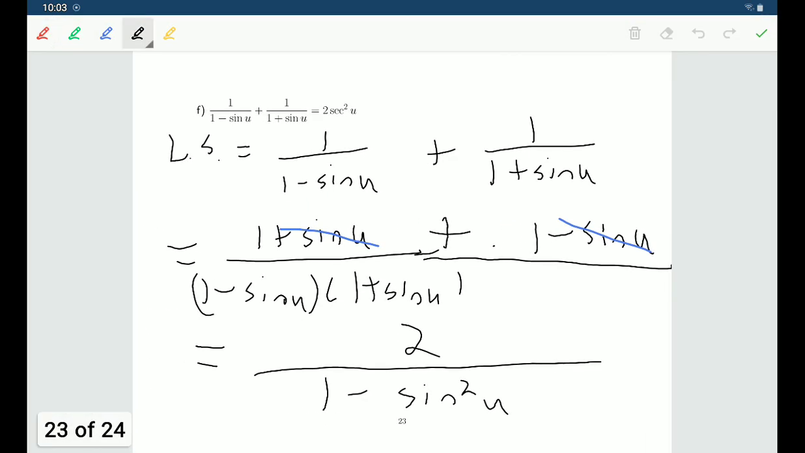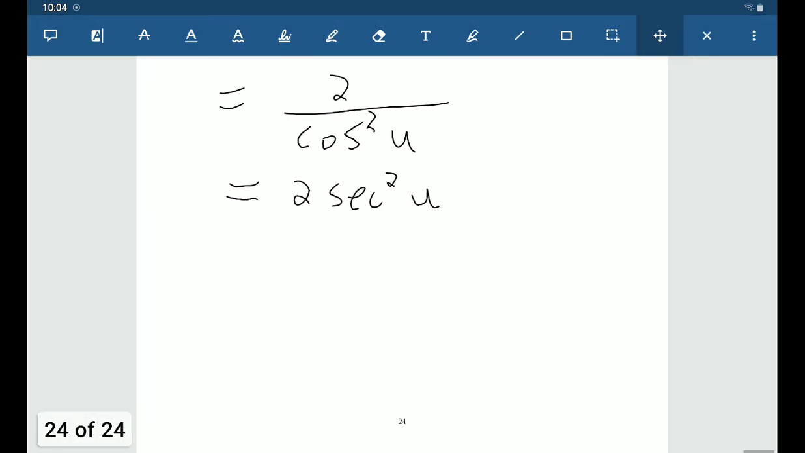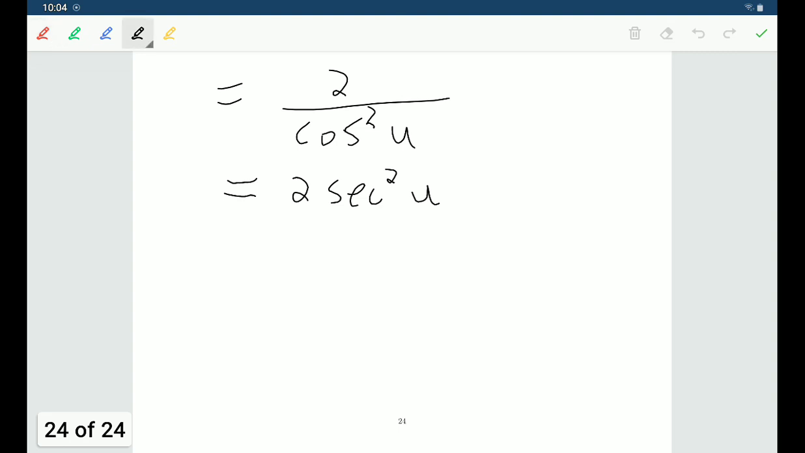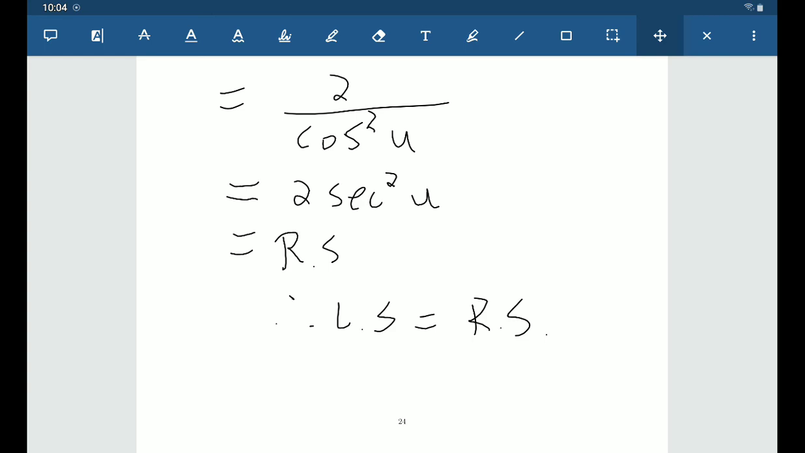We wanted that right side to be equal to 2 secant squared. We wanted the left side to be able to be transformed into that. And that's what we did. We took the left side and we transformed it until it was equal to the right side. And so therefore our left side and right side are equal to each other. We've established our trig identity.